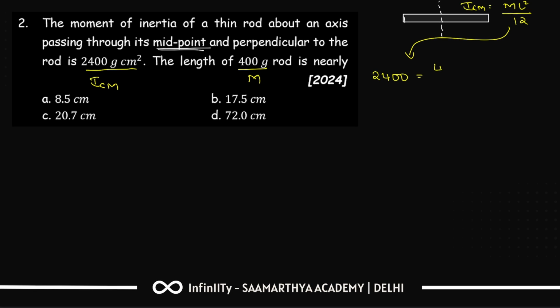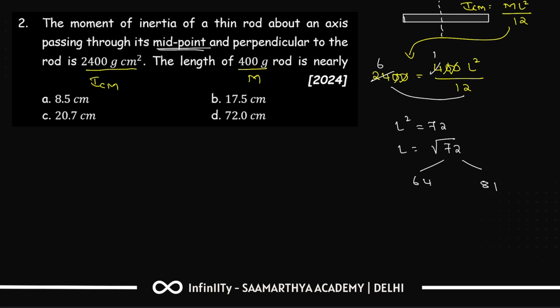Now substitute all the values in this formula. 2400 is equal to m, which is 400, into L square by 12. Zeros get cancelled out. 4 once 6 times. 6 into 12 will be 72. Now, how are we supposed to calculate the square root of 72? L is equal to under root 72. This 72 lies between 64 and 81. The square root of 64 is 8, the square root of 81 is 9. Then root 72 should lie somewhere between 8 and 9, and there is only one value which is satisfying, that is 8.5.